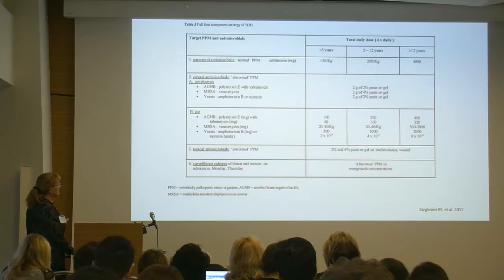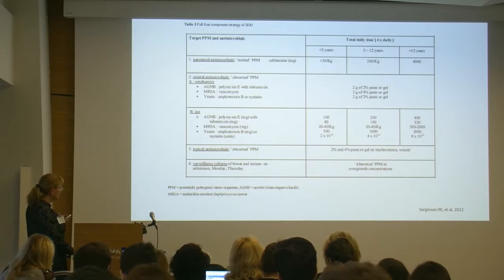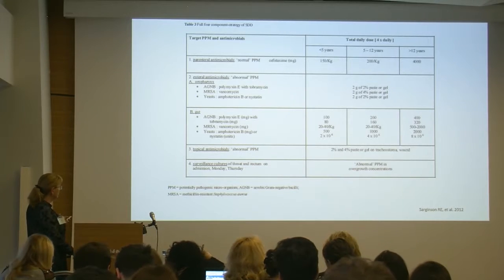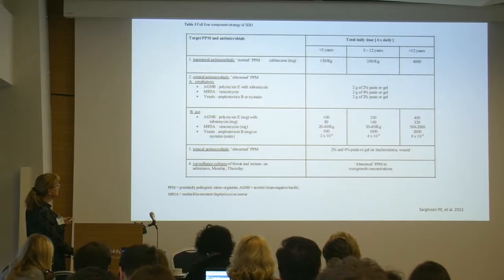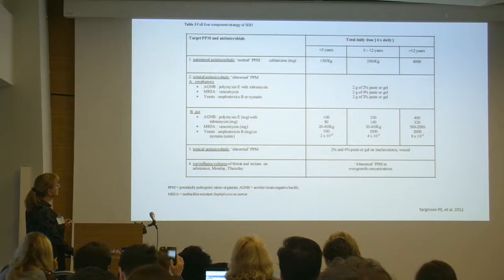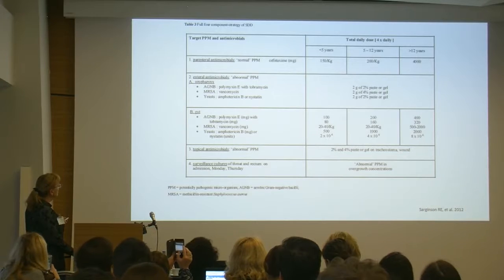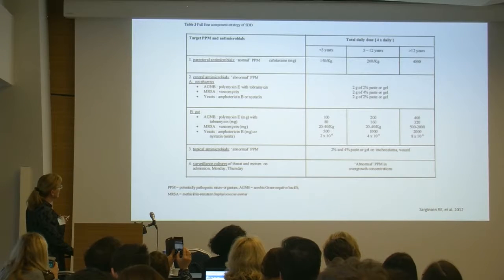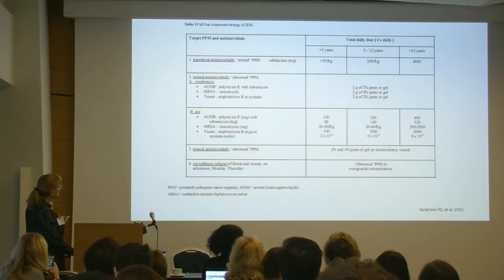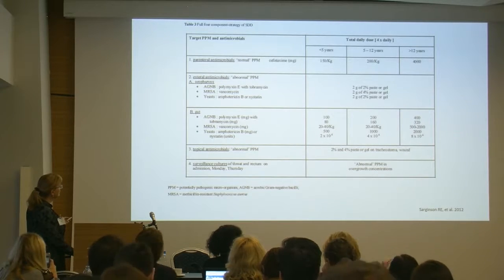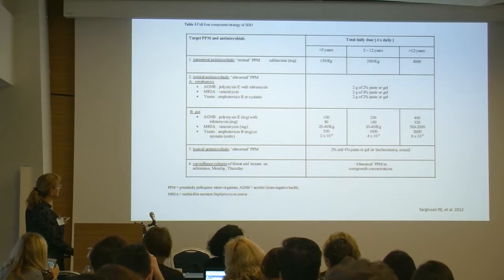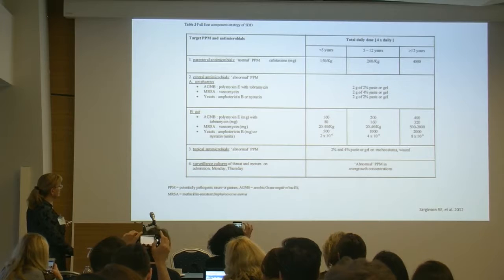This is an example of how you can use that. There are different dosages of cefotaxime according to the age of the patients, and when you're targeting only aerobic gram-negative flora, you use polymyxin with tobramycin. If you're targeting MRSA, you add vancomycin. If you're targeting yeast, you add amphotericin B or nystatin.